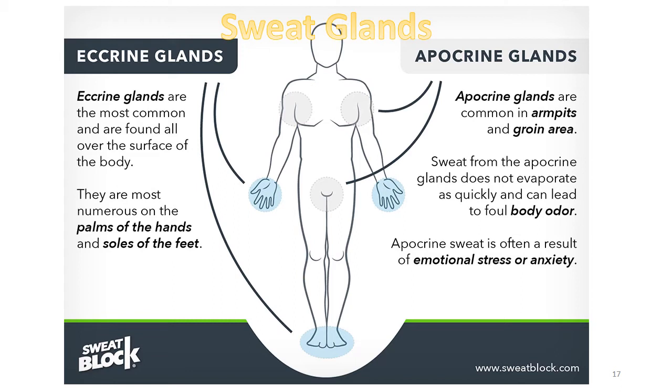The apocrine glands, which are coloured with circles of grey, are common in the armpits and groin area. Sweat from the apocrine glands does not evaporate as quickly and can lead to foul body odour. Apocrine sweat is often a result of emotional stress or anxiety.